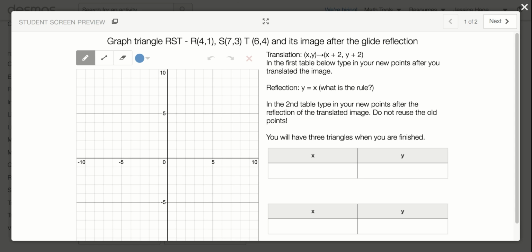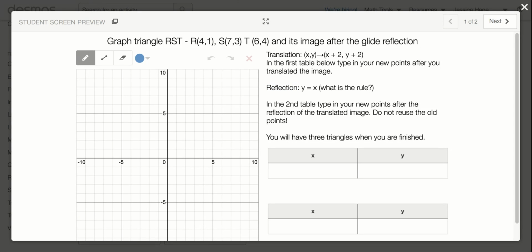I'm going to go through the two glide reflection examples that we worked on in class in case you need to see them again or you were not here. Okay, so a glide reflection is two transformations, a glide or a slide, which is a translation, and then using those points doing a reflection. So it's called a glide reflection.